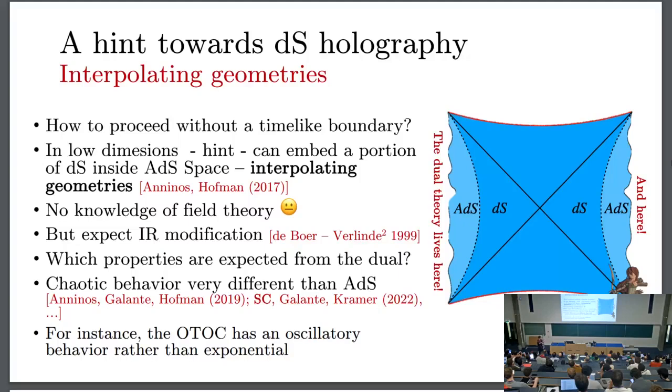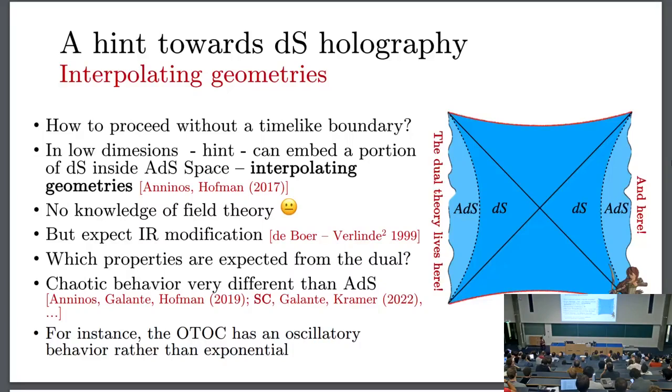And so, how do we proceed from here? If at the moment I focus on the low-dimensional setup in particular, then we have a hint. And this hint is the fact that in low dimensions it's possible to embed de Sitter space inside AdS. So essentially to form a space-time which has a de Sitter interior with a cosmological horizon and an anti-de Sitter exterior where the dual field theory can live.